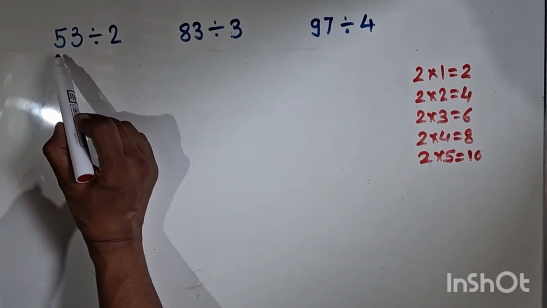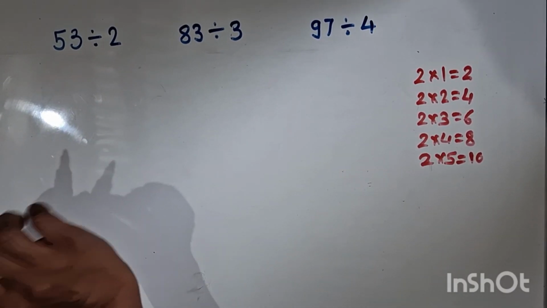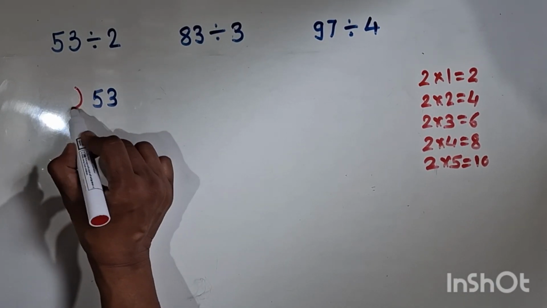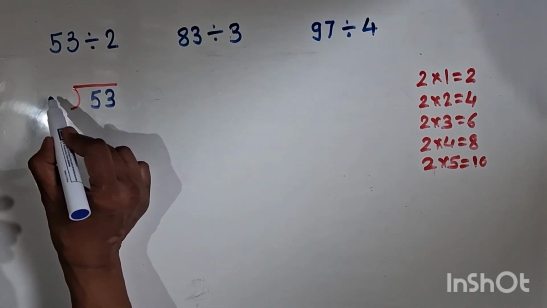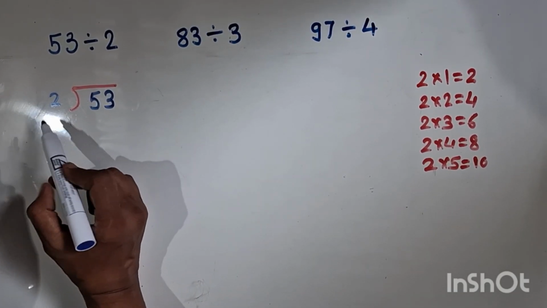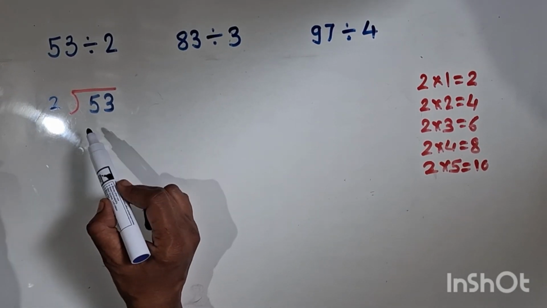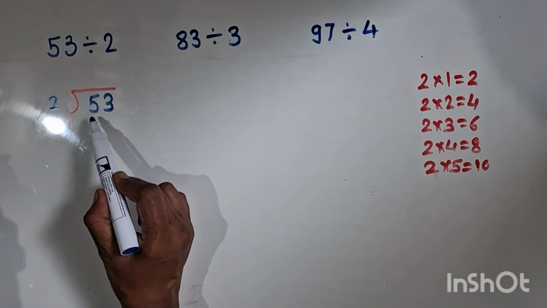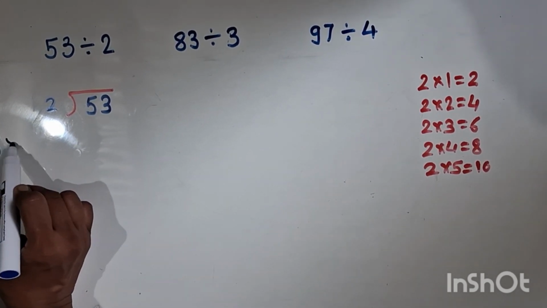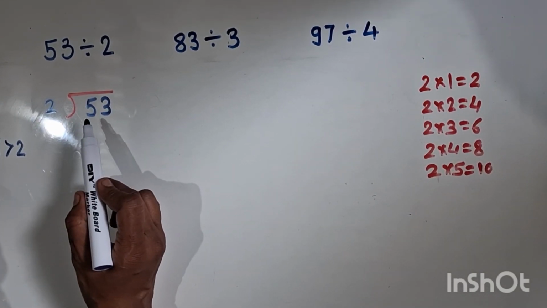Our second sum is 53 divided by 2. How will we write it? See, 53 divided by 2. 53 is our dividend, 2 is our divisor. Okay. Now, as I told you, observe the leftmost digit of the dividend, that is 5 in this sum. So, 5 is greater than 2. That means we can divide that 5 individually.